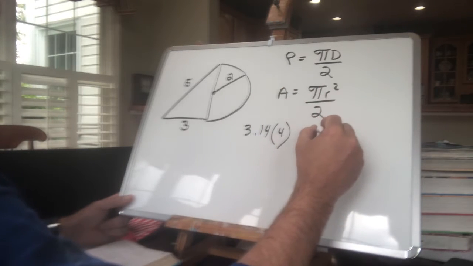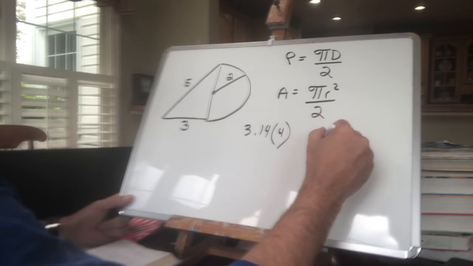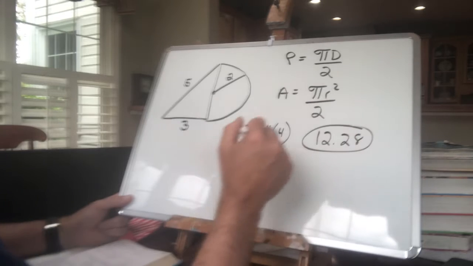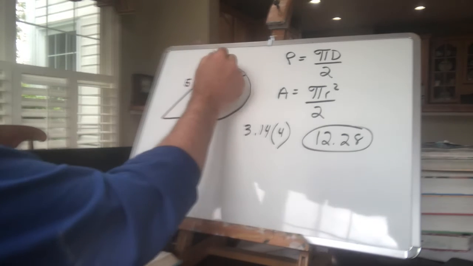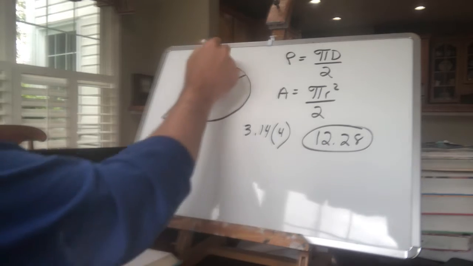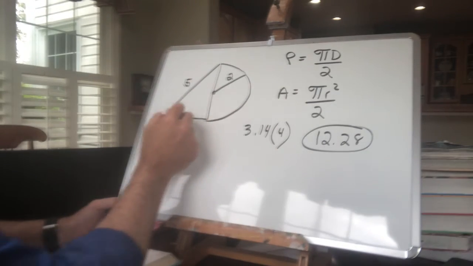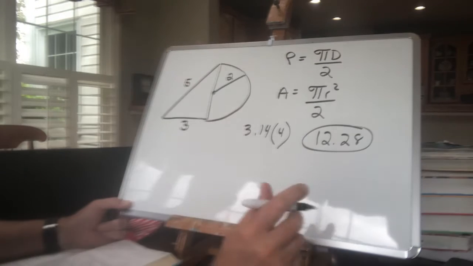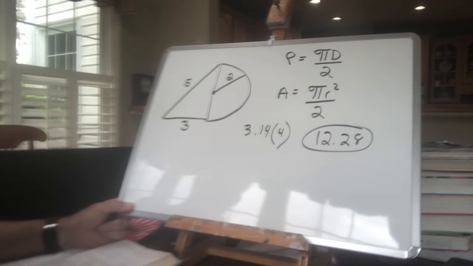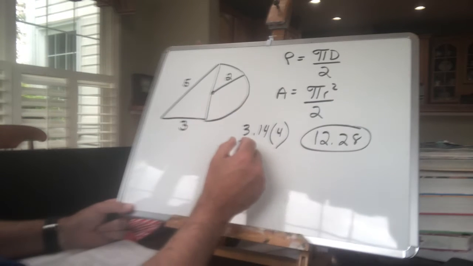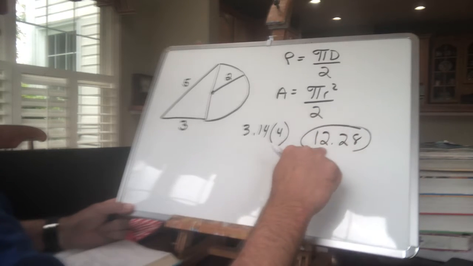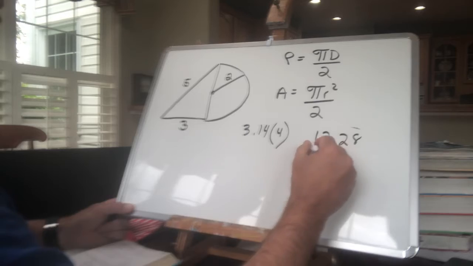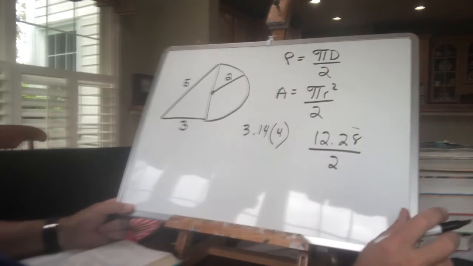The perimeter of the semicircle would be 12.28, and that's just the semicircle. The perimeter of the figure is just this, this, and this. It's the whole outline of this figure. So then you would add 3 and you would add 5. Now, what I didn't do is divide this by 2 yet. I have to divide 12.28 by 2, because that's what the perimeter of the semicircle is.